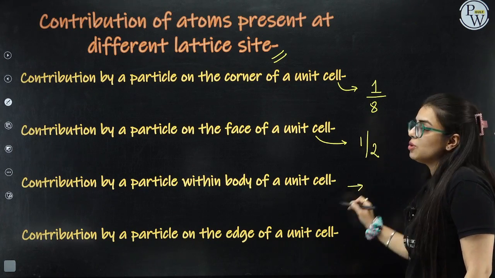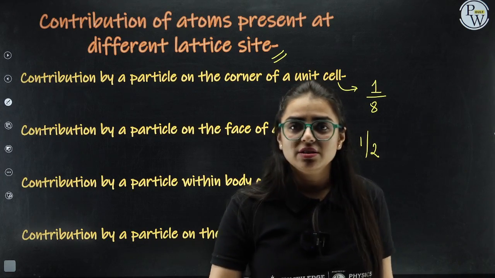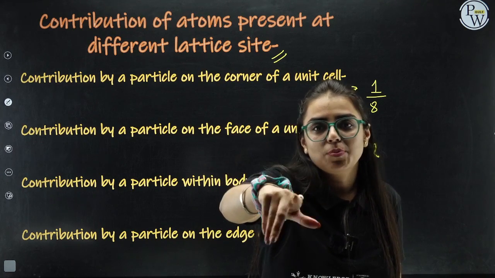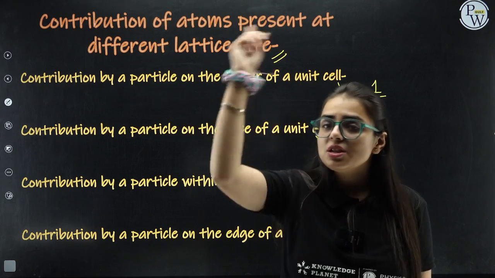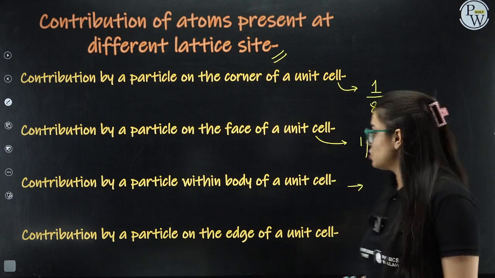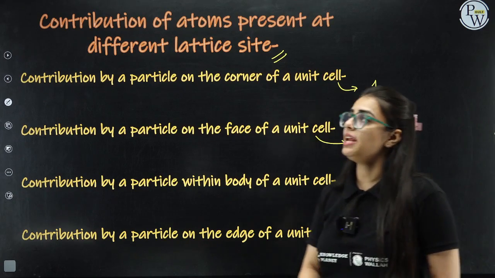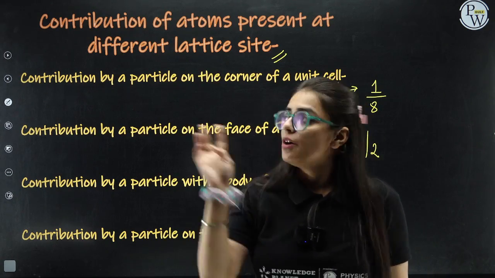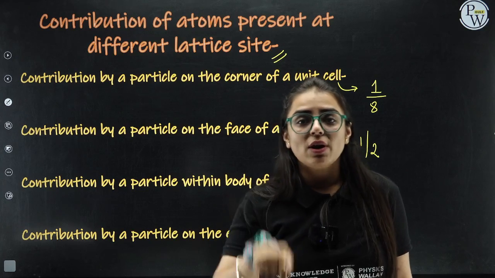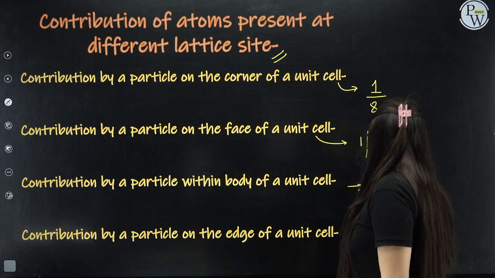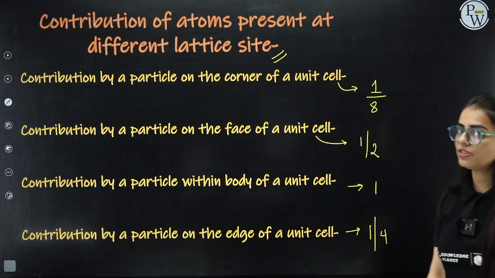Let us talk about within the body, that means the body centered cell. So we have, for example, a particle in the center of this room. Is it touching another unit cell? No. So its contribution will be 1. Let us talk about the case of an edge. One edge is touching 4 rooms. So in one room, its contribution will be 1 by 4. Clear, guys? Everybody please write it down.